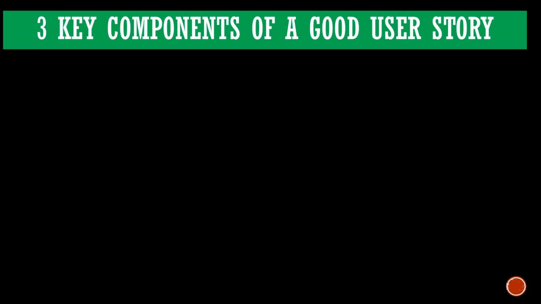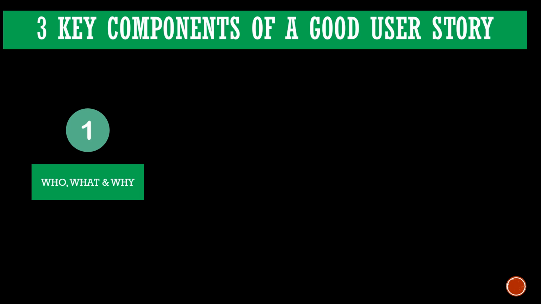There are 3 key components of a good user story. Number 1, who, what, and why. Who requires it, what is required, and why is it required. So this provides a context for the user story.